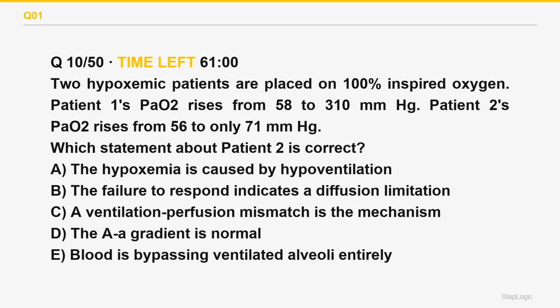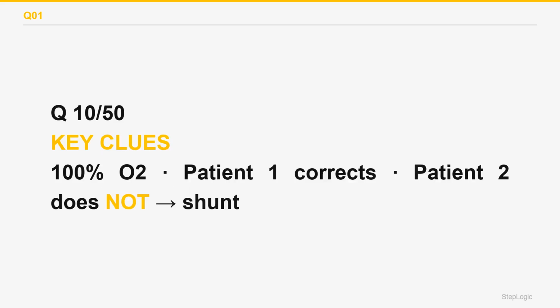Read the command, what patient 2's response means. Both patients are hypoxemic and both receive the same intervention. The response to oxygen is the test that separates the two mechanisms. The oxygen challenge distinguishes shunt from VQ mismatch, and the distinction is mechanical.